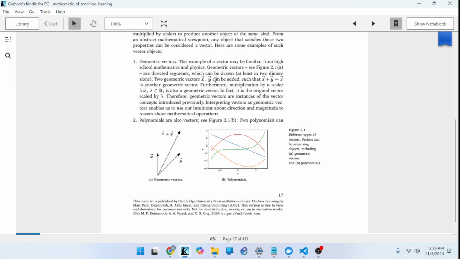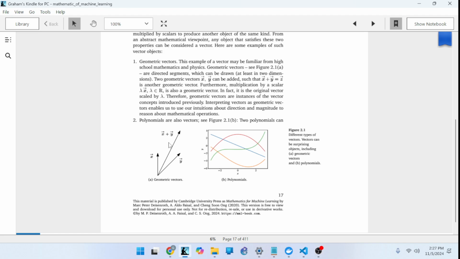Number 1, geometric vectors. This example of a vector may be familiar from high school mathematics and physics. Geometric vectors, see figure 2.1a, which we can see here: the left is A, the right is B. So on the left we have geometric vectors, which are directed segments that can be drawn at least in two dimensions. You can probably also simulate it. You could probably also get a VR application going for understanding it better in three dimensions.